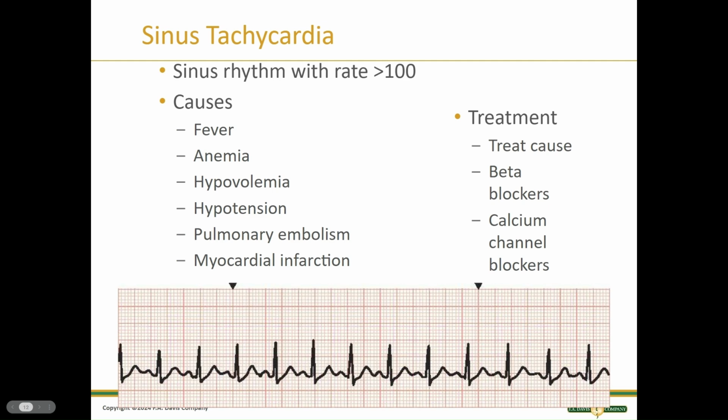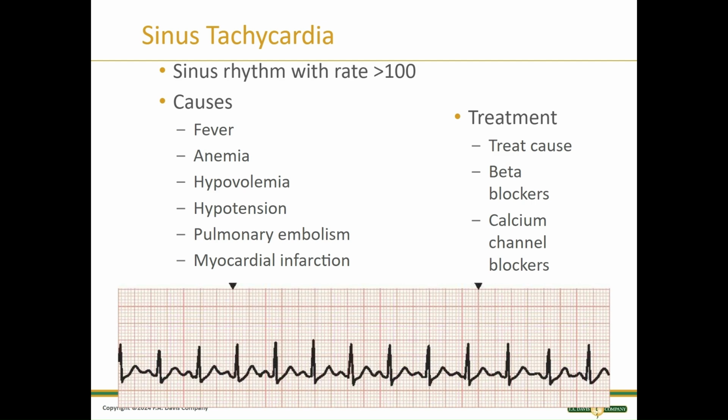For sinus tachycardia, again, we know we have a sinus rhythm, so we have a P wave with a QRS and a T wave, but this rhythm is greater than 100. Some of the typical causes of sinus tachycardia can be fever, anemia, hypovolemia, hypotension, our body's trying to compensate, a pulmonary embolism, or even a myocardial infarction.